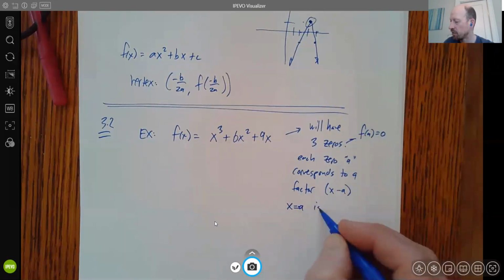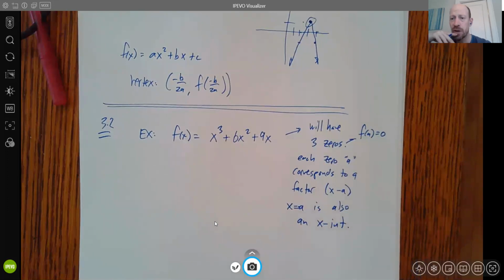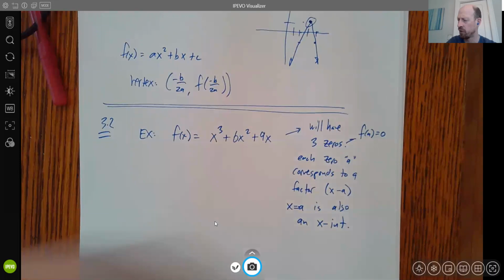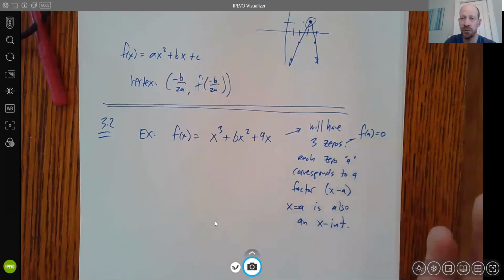X equals a is then also an x-intercept. So all three of these things are equivalent to each other. A zero of a function means we have a factor, a linear factor of the function, x minus a. And it also tells us that we have an x-intercept because, of course, f of a equals 0. So that's going to give us an x-intercept.